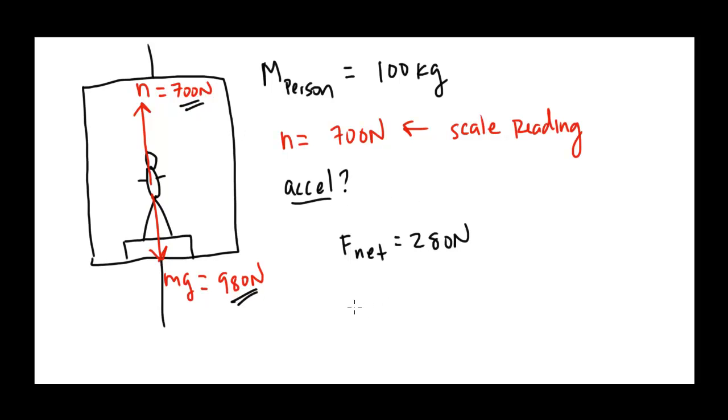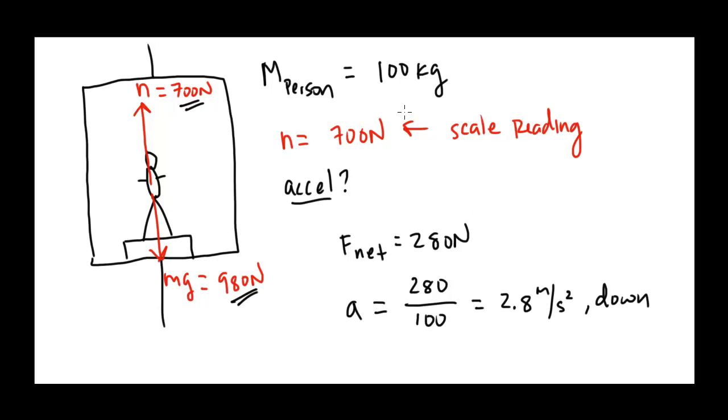So what's the acceleration then? Well, the acceleration, F equals ma. A is F net, 280, over m, which is 100. So I end up with an acceleration of 2.8 meters per second squared. Well, in what direction is this acceleration? Well, it should be clear to you that 980, since it's more than 700, it's going to be down. You might say negative 2.8 meters per second squared, or 2.8 meters per second squared down.